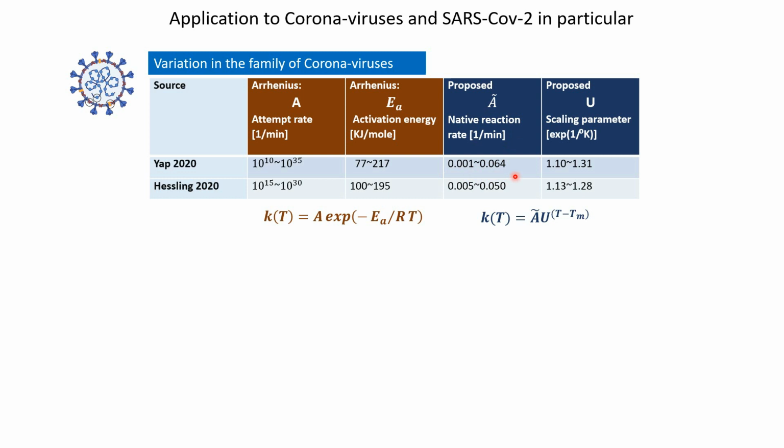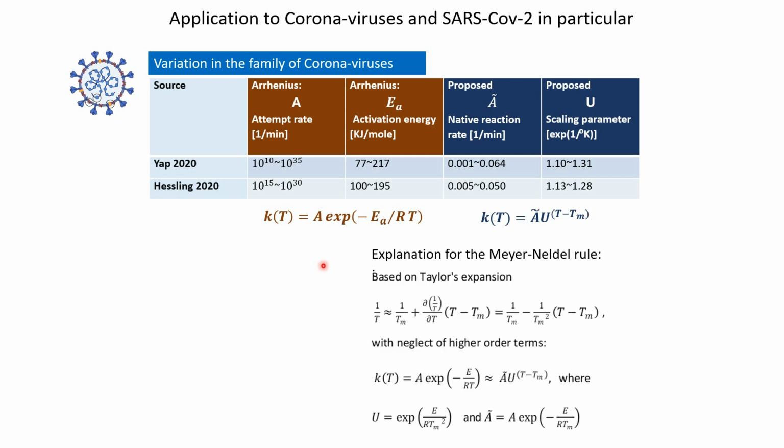The power law form is a preferred one, and is accepted as an empirical law in hyperthermia medicine. Actually, we can explain the Meyer-Nelder rule based on a first-order expansion of the two formulas. The existence of transition temperature Tm is the missing link between the Arrhenius attempt rate and the actual native rate.